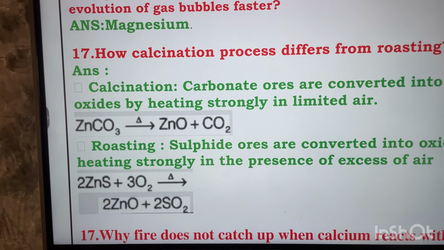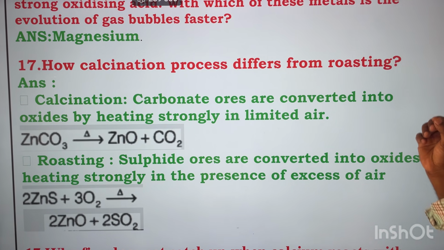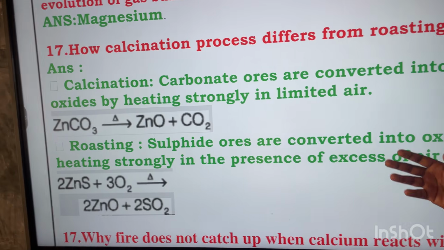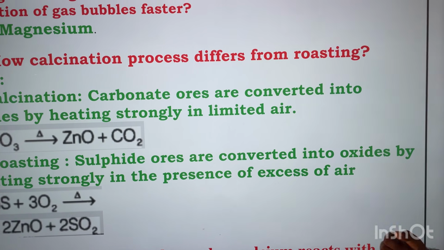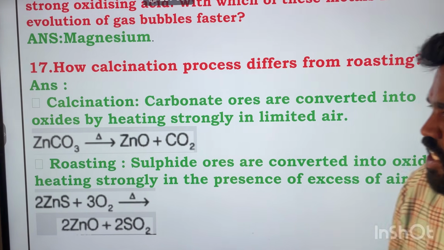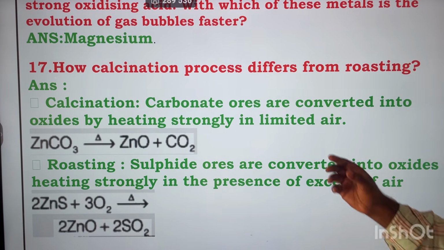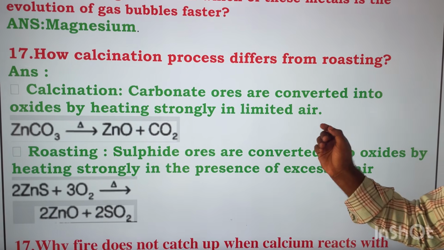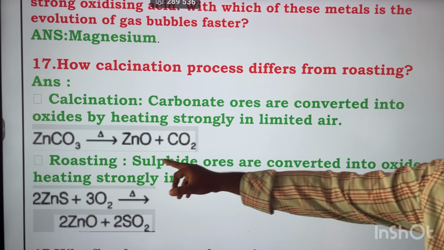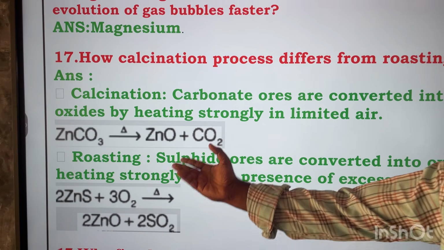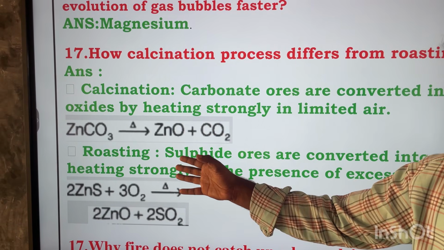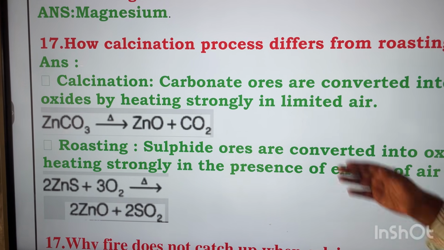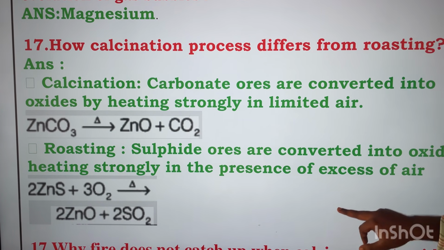Next question, how does the calcination process differ from roasting? They are asking the differences between calcination and roasting. First, calcination. In calcination, carbonate ores are converted into oxides by heating strongly in a limited supply of air. This is the reaction of calcination: zinc carbonate, in the presence of heat, gives zinc oxide, and carbon dioxide is removed. This is also important for this reaction of calcination.